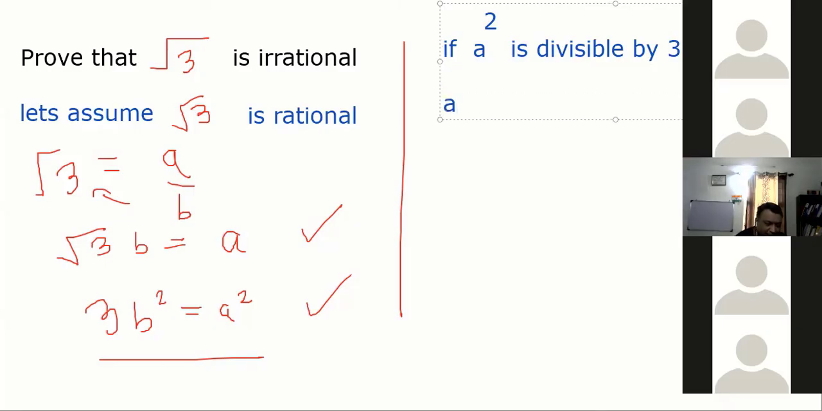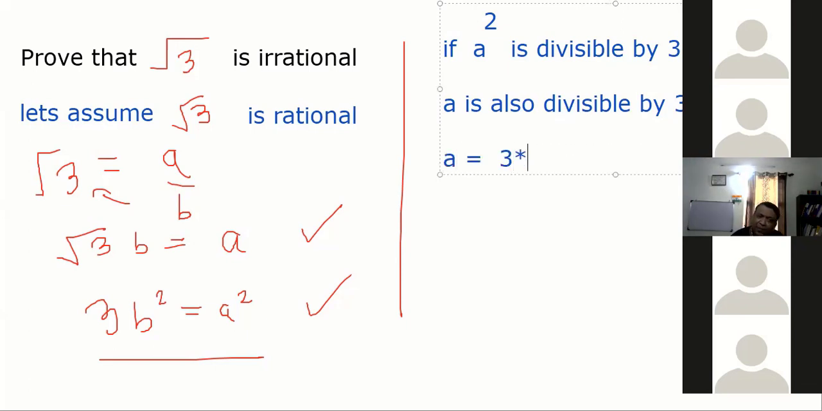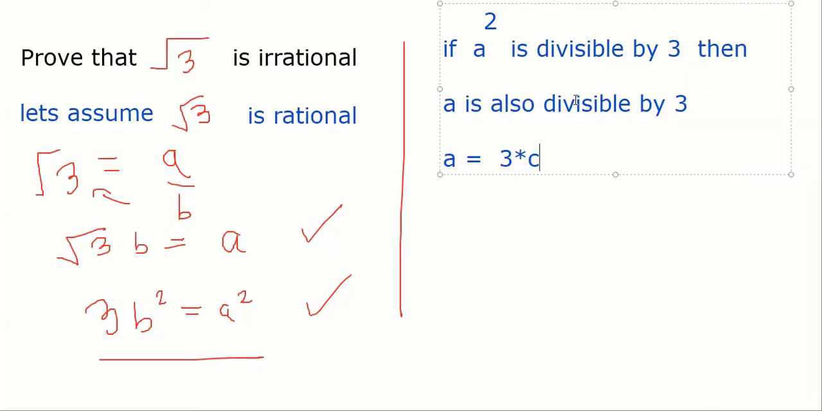Then a is also divisible by 3. If a is divisible by 3, मतलब क्या हुआ? If a is divisible by 3 means suppose you can write a equal to 3 times something. A is divisible by something, जैसे c. The point is if a is divisible by 3, मतलब कि 3 is a factor, so a can be 3 into something. Then only we say a is divisible by 3. So a equal to 3 into c.